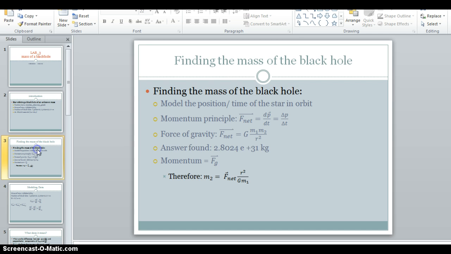The problem also states that the only force acting on the star is the gravitational force of the black hole. Therefore, we can assume that the net force is equal to the force of gravity. We know that the equation for the force of gravity is the gravitational constant, 6.7e-11, times the product of the mass of the black hole and the mass of the star, all over the radius of the orbit squared. Because we know all of the variables other than the mass of the black hole, we can rearrange the formula to solve for the mass of the black hole, which would be equal to the net force times the radius of the kissing circle, aka the orbit, squared, divided by the product of the gravitational constant and the mass of the star.